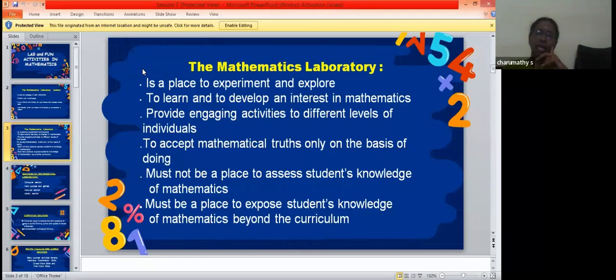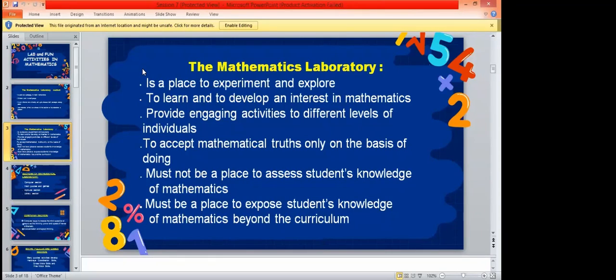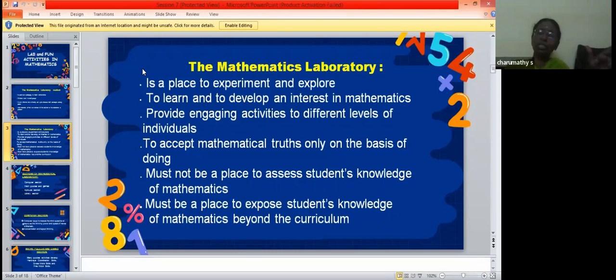And as ma'am has suggested, it is not a place to assess students' knowledge of mathematics. We are not going to sit and assess what they have gained in the classroom, what the teacher has taught in the classroom. It should be a place to expose their knowledge beyond the curriculum. They have been taught only shapes, but using the shapes, what are they going to experiment with and come out with, what is the outcome of gaining the knowledge about shapes? That is more important. Everybody can teach shapes.